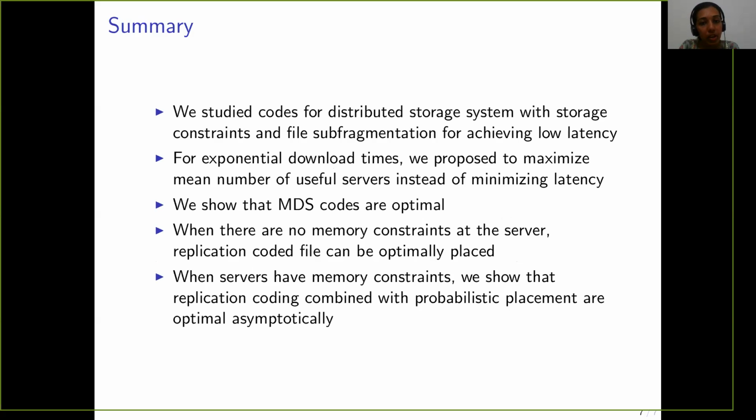And here is a summary of our work. We studied codes for distributed storage systems with storage constraints and file subfragmentation for achieving low latency. And when download times are exponential, we reformulate the problem to maximize the mean number of useful servers, and we show that in this new setting, MDS codes are optimal. And when there are no memory constraints, even replication codes can achieve this optimal performance. Whereas when there is a memory constraint, we show that replication coding combined with probabilistic placement is optimal when the number of fragments is asymptotically large.